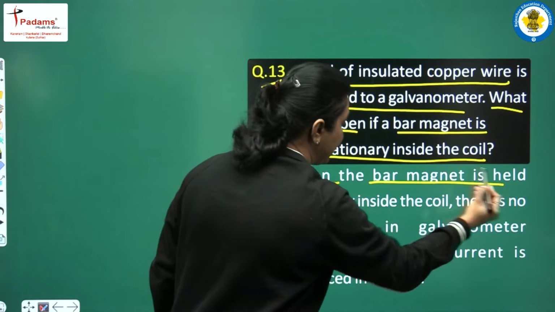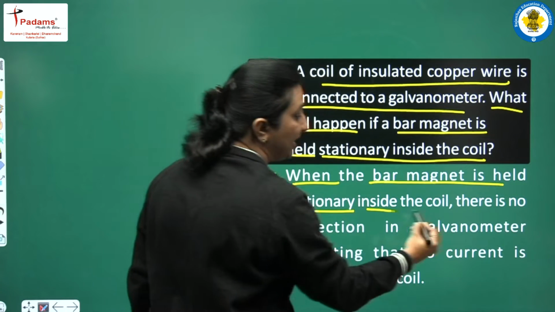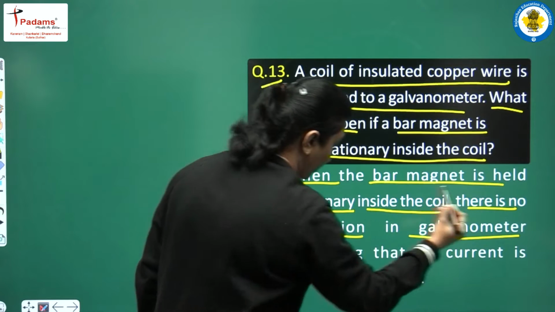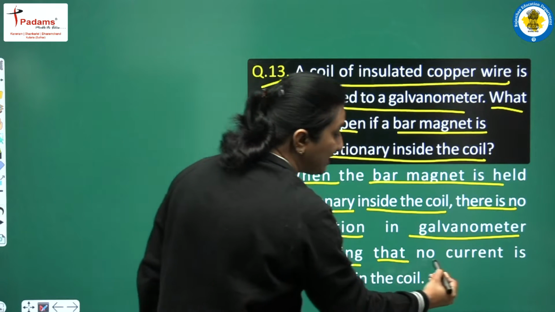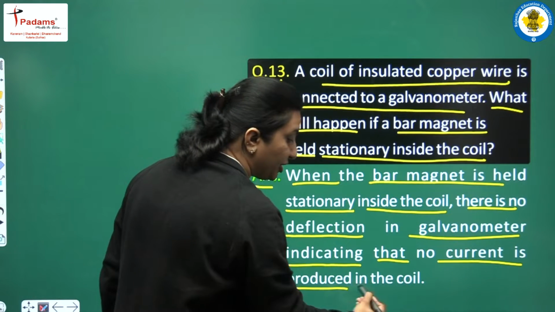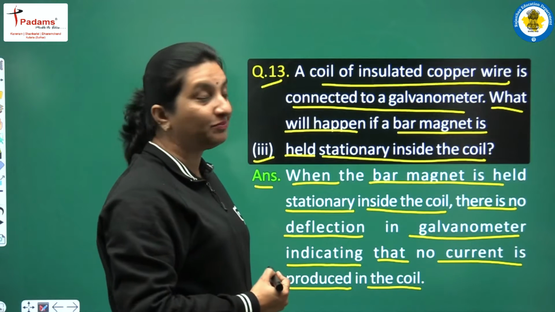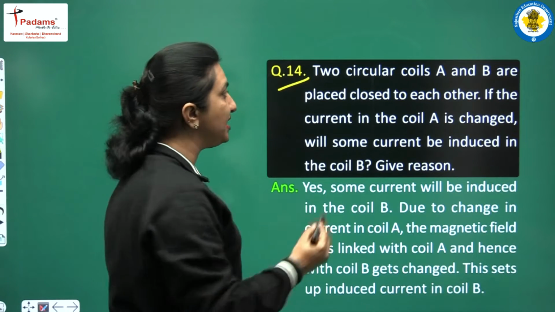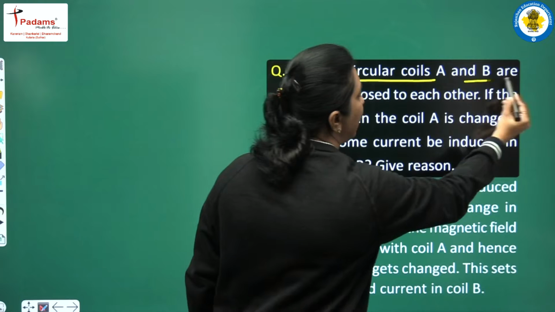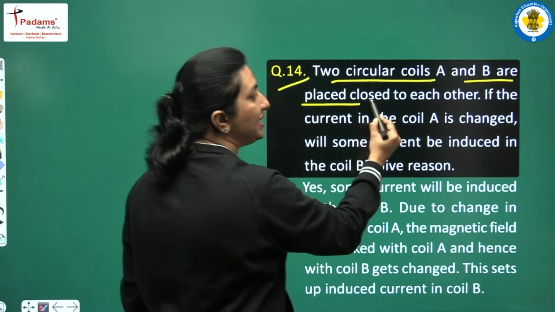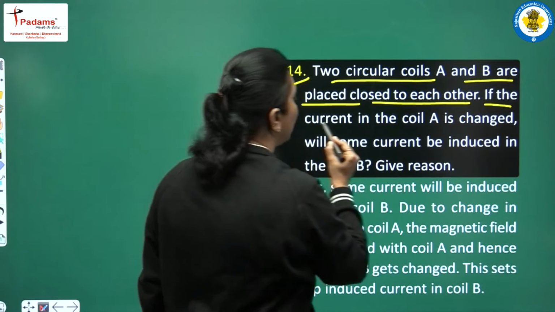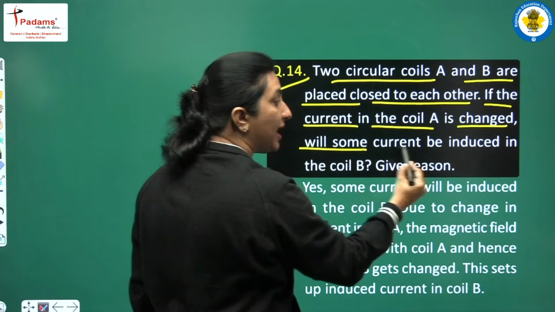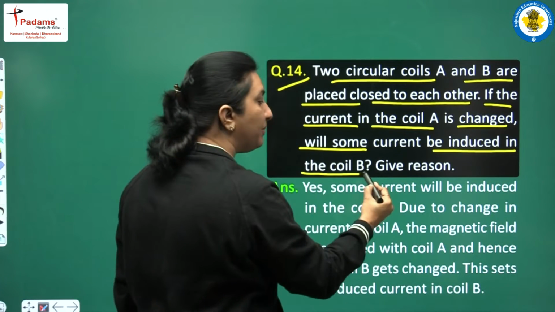When the bar magnet is held stationary inside the coil, there is no deflection in galvanometer indicating that no current is produced in the coil. Now, let us see the next question, which is question number 14. Two circular coils A and B are placed close to each other. If the current in the coil A is changed, will some current be induced in the coil B?